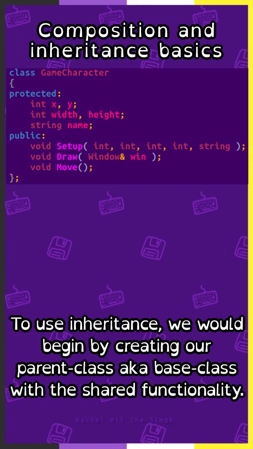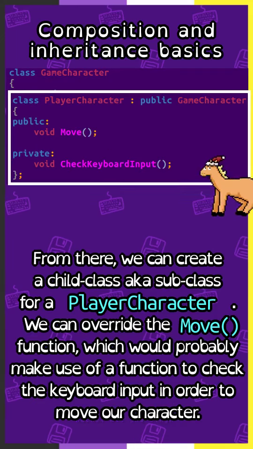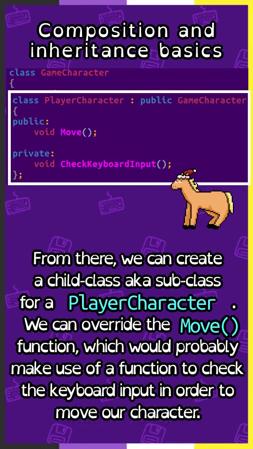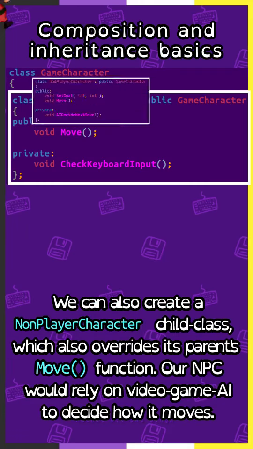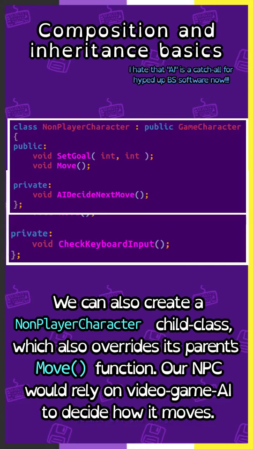To use inheritance, we would begin by creating our parent class, aka base class, with the shared functionality. In this example video game, all characters will have XY coordinates and a width and height and a name. From there, we can create a child class, subclass, for a player character. We can override the move function, which would probably make use of a function to check keyboard input in order to move our character. We can also create a non-player character child class, which also overrides its parent's move function. Our NPC would rely on video game AI to decide how it moves.